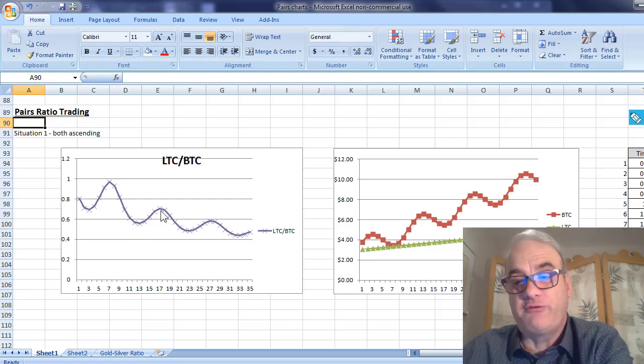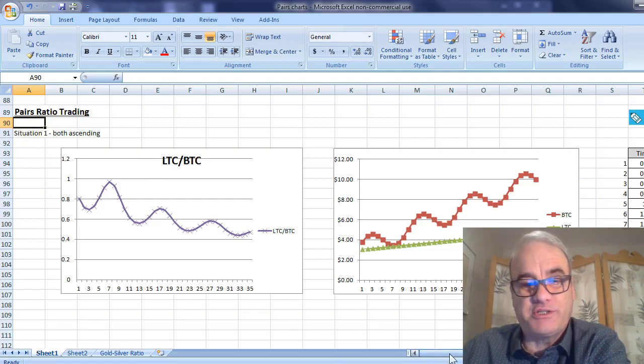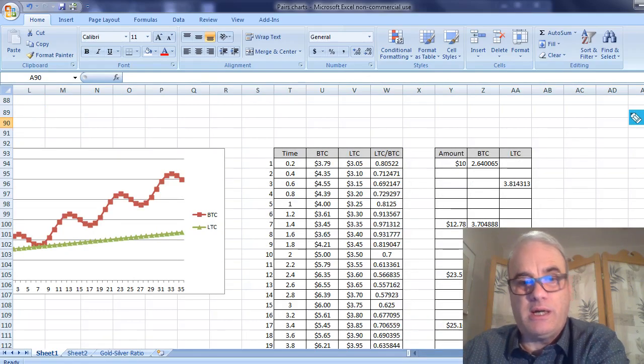Okay, and it's great for cryptocurrencies because on our exchanges, this is what we see. We see the ratio already. So let's just do a little calculation here. At the very beginning, it's going down, so I'm going to want to be in Bitcoin. So I'm going to start out.